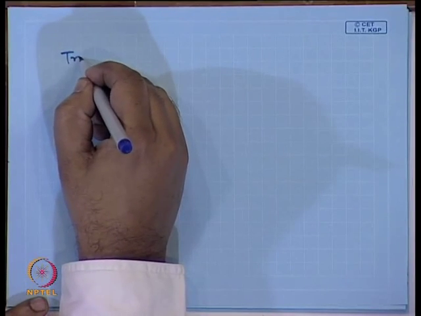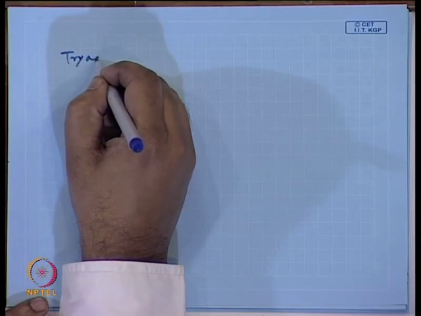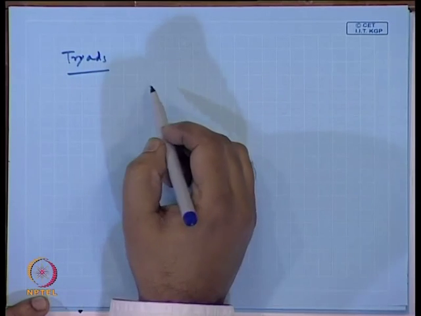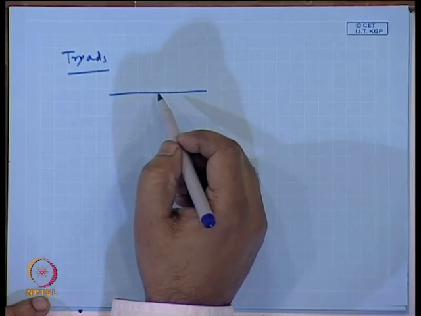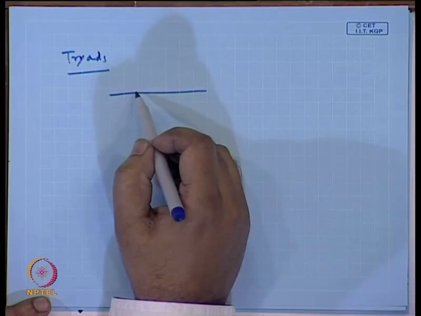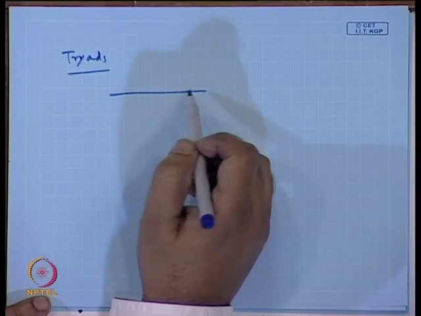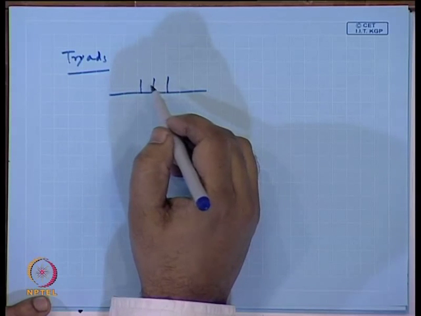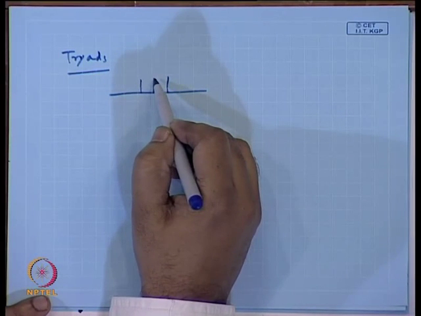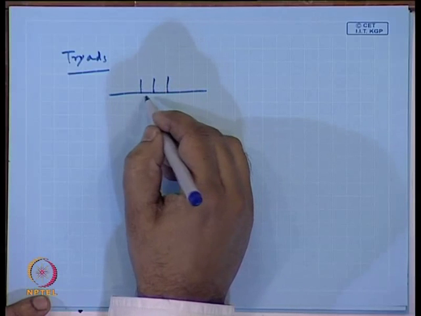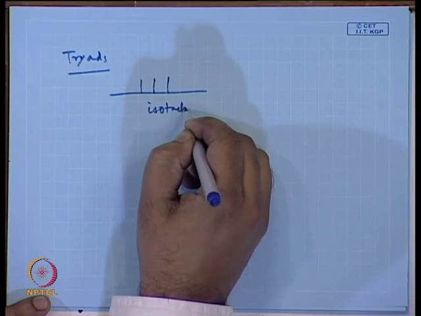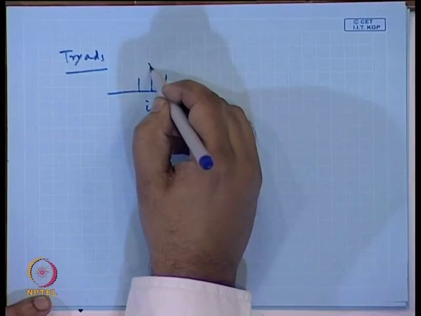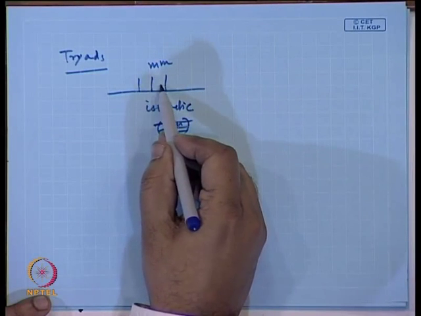Now, we also can imagine triads, where we are talking about three stereocenters adjacent to each other, like in this case you have a meso pair, another meso pair, which actually gives you an isotactic polymer, and we write this as mm. Okay, so, meso pair, another meso pair.